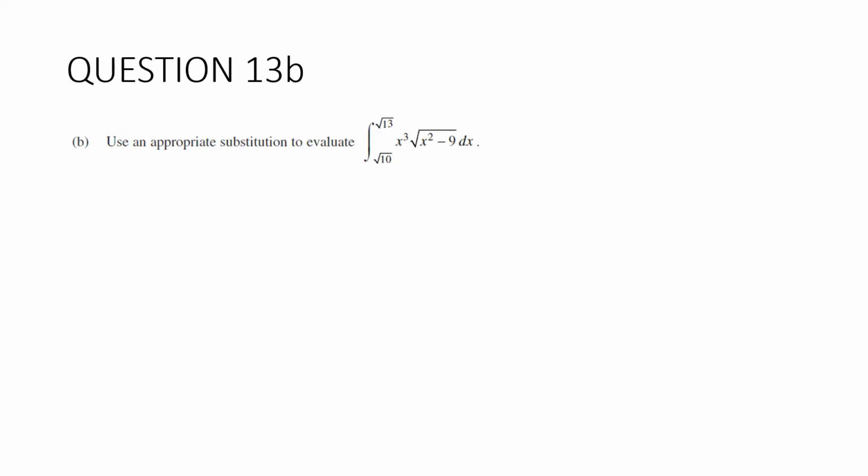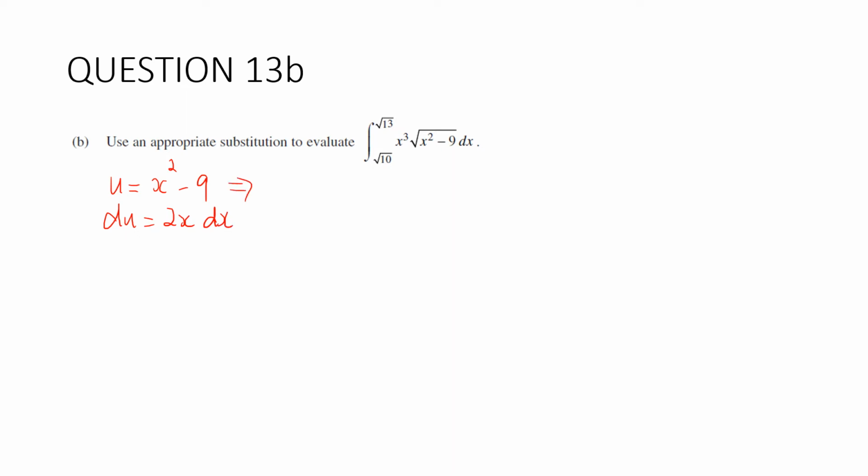13b, use an appropriate substitution to evaluate the integral between root 10 and root 13 of x cubed square root of x squared take away 9 dx. Now with extension 2, they won't give you the substitution. And a basic rule is to try and get rid of that square root. So we're going to let u equal x squared take away 9. So du will equal 2x dx.